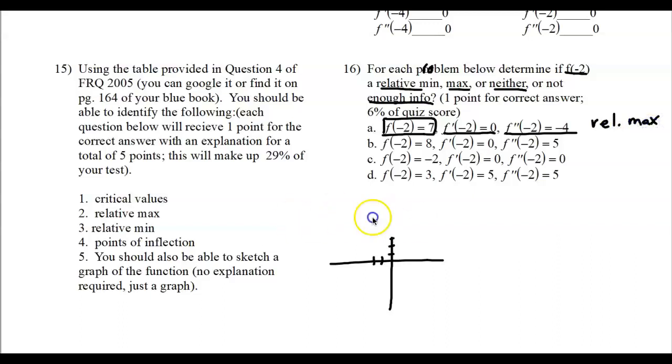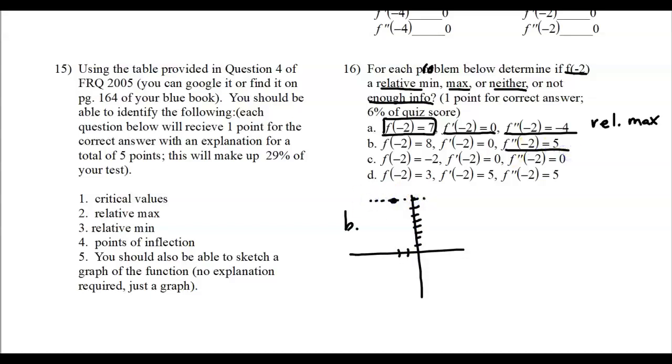All right, let's go ahead and take a look at part B. So basically, just turn it into a picture. -2, 8 would be here. Slope is 0 again, but this time my second derivative is positive, so now it's concave up, which means it would have to look like that. And therefore, at that point, f of -2 would have to be a relative minimum.